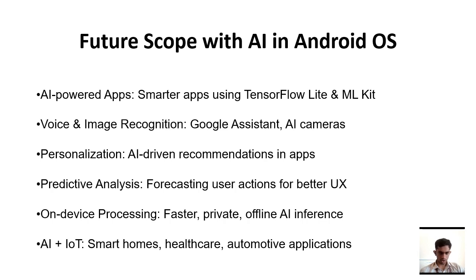Next, we have voice assistants and natural language processing. Android already integrates with Google Assistant, but developers can build custom natural language processing models for their own apps. This means you can see more voice-driven apps and conversational AI experiences in the future. Personalization is another area. AI will power apps that adapt to user behavior. For example, YouTube recommendations, personalized shopping apps, and customized learning platforms.